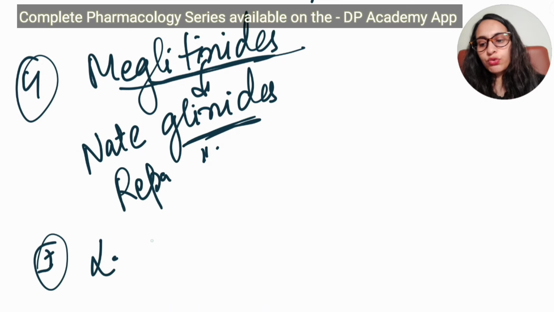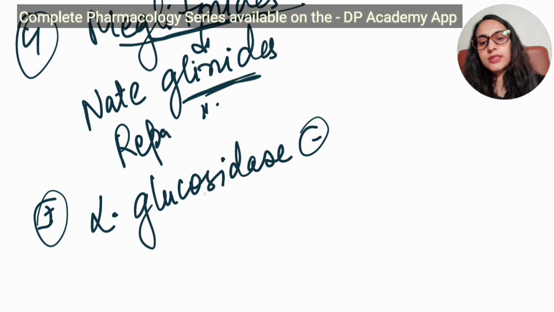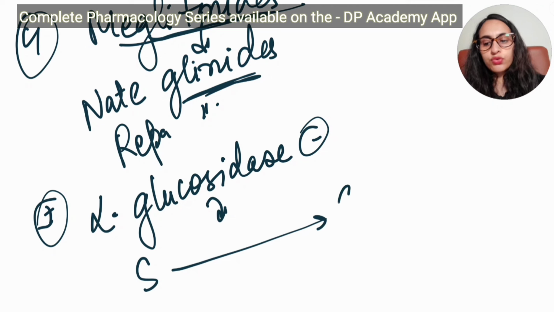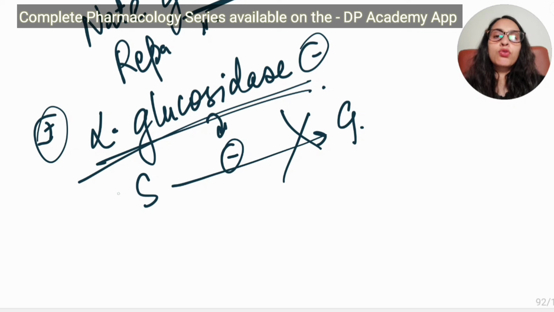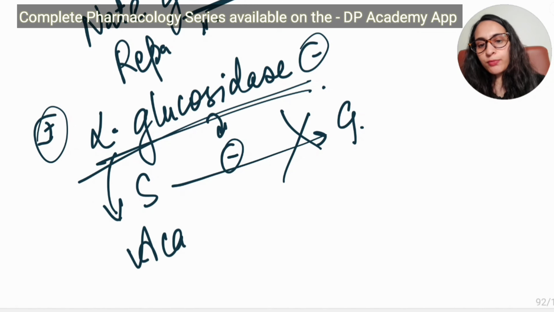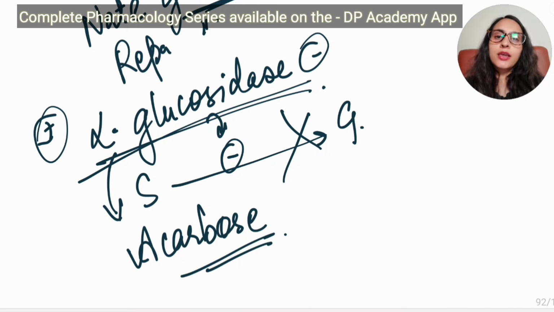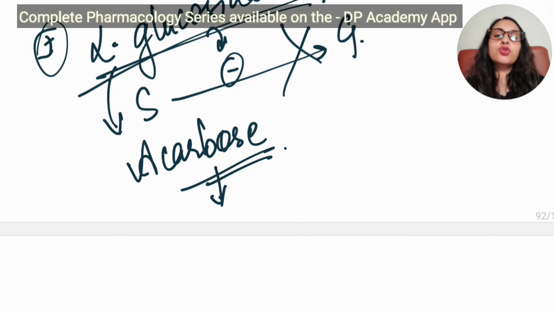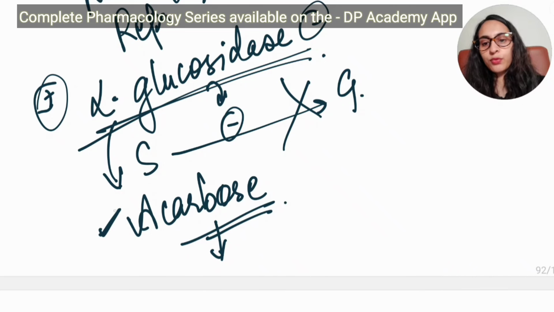Another category is alpha glucosidase inhibitors. Alpha glucosidase is the enzyme that converts sucrose to glucose, and if you inhibit this enzyme, no more glucose is formed. An example of alpha glucosidase inhibitors is acarbose. Now, if a patient is on insulin and taking acarbose, and this patient comes to you presenting with an episode of hypoglycemia, since the patient is taking a diabetic drug, he is taking acarbose.